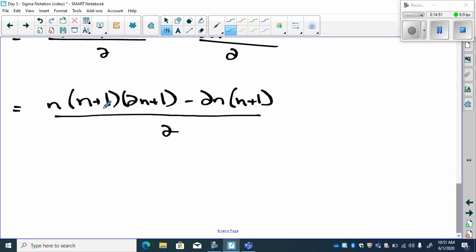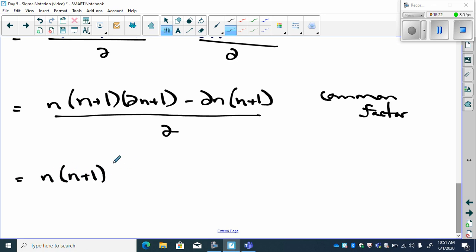And you might be saying, well, what can I do with that? Well, think about this for a second. How many terms are in the numerator? The answer to that question is 2. This is one term. This is the second term. I can take out a common factor and simplify this. Look, this term has an n, this term has an n. This term has an n plus 1, this term has an n plus 1. So I can take out a common factor of n times n plus 1.